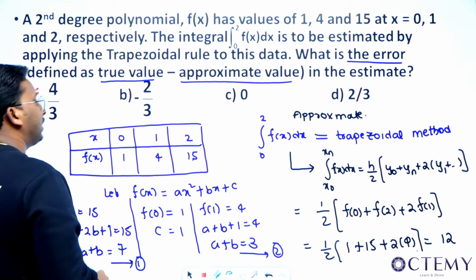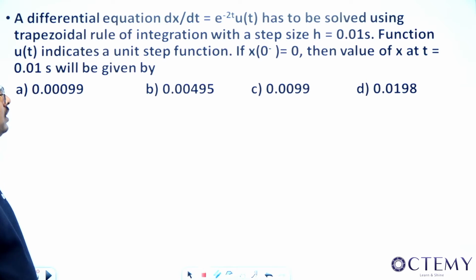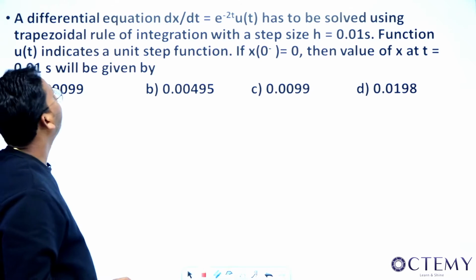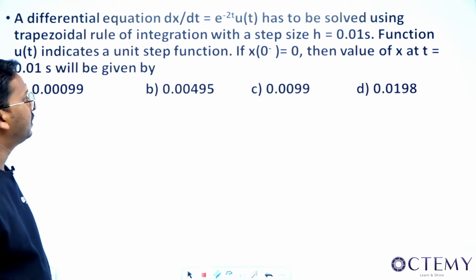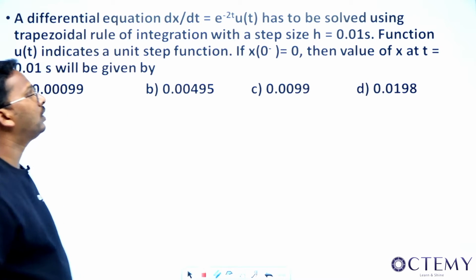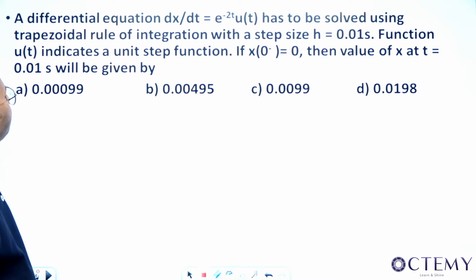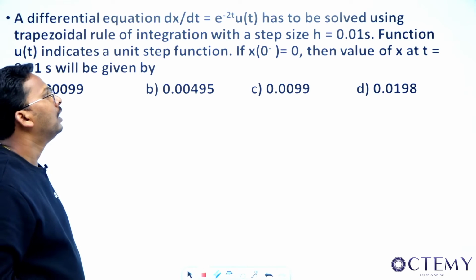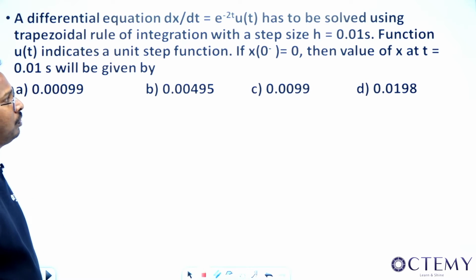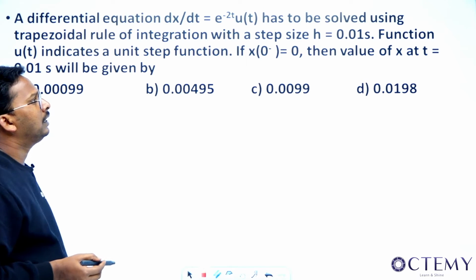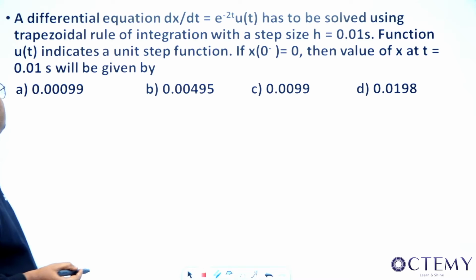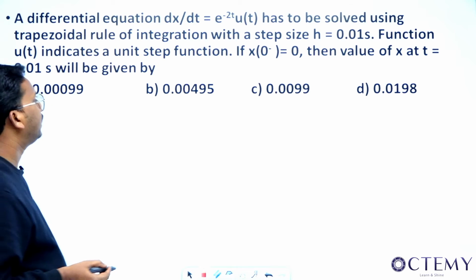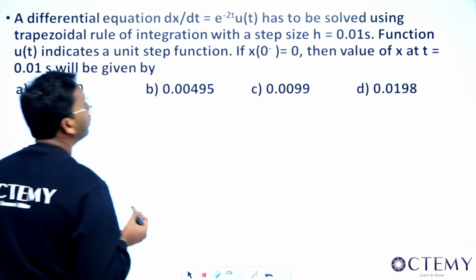See what he is telling in the next question. A differential equation dx by dt is equal to e power minus 2t u(t) has to be solved using trapezoidal rule of integration with a step size h equal to 0.01 s, that is second, sir. Function u(t) indicates a step function and x(0 minus) is equal to 0. Then the value of x at t equal to 0.1 second will be dash, right? A very good question this is.